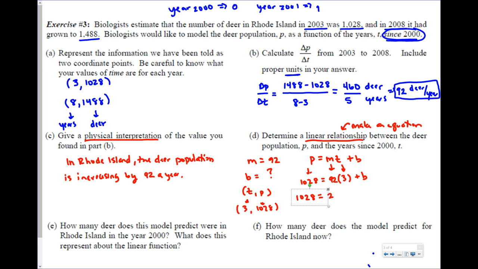92 times 3 is 276. Subtract the 276 on both sides. They cancel out, and you get that b equals 752. And then to write your equation, we're just going to plug everything in. p equals our rate of 92, t plus 752. That's our equation after we found b. Okay?